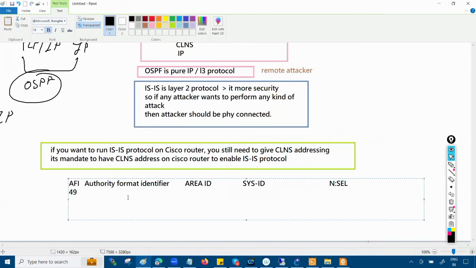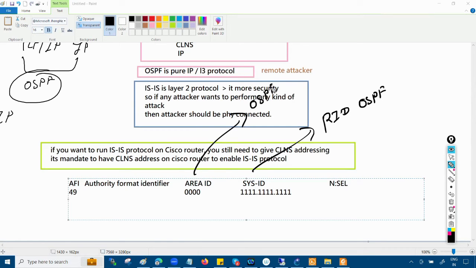Next, we have the area ID. As I told you, for the area ID you can use anything, 0, 1, 2, 3, a 32-bit number. Right now I'll say 0000. That's my area ID. Then we have the system ID, I can use 1111. That's the format of giving the system ID. This system ID you can correlate with the router ID of the OSPF protocol, and the area ID is the same as your OSPF area ID.